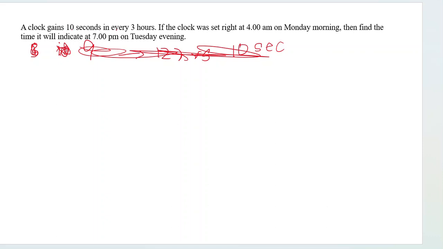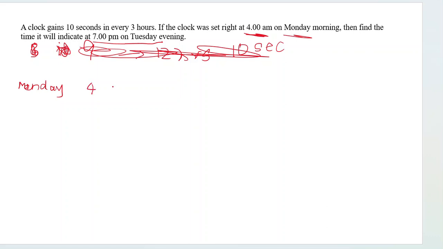A clock gains 10 seconds in every 3 hours. If the clock was set right at 4 a.m., now this is the correct time, on Monday morning, then what time will it indicate at 7 p.m. on Tuesday evening? Now remember, we have to see how many gaps of 3 hours there are.